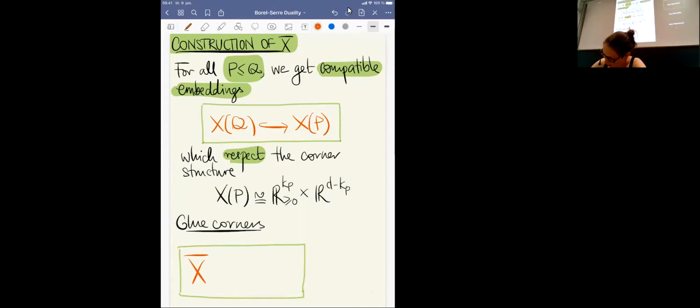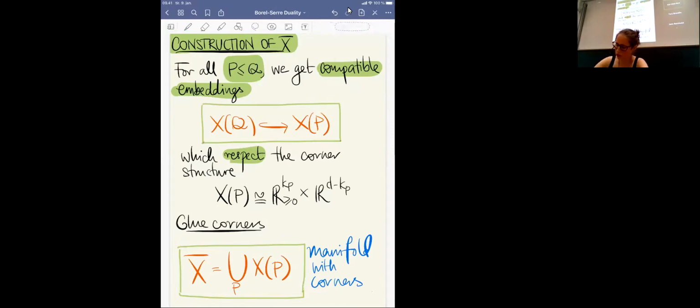So I define X bar to be the union of all of these corners. So for one, it gives me a topological space. I'm really gluing things together, just taking the topology of each corner. But at the same time, I'm also defining a manifold with corners, because each of these pieces is just a chart in a manifold with corners at S. Of course, there's some work involved in showing that we have these nice compatible embeddings and that this is all very nicely compatible with the gamma action and so on, and compatible with this corner structure. But this is essentially just what's going on.